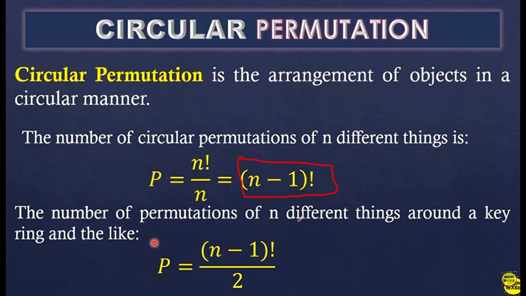But the number of permutations of n different things around a key ring, pag key ring lahi pod ang formula na ato gamiton. So ang formula na ato gamiton kay kini siya, n minus 1 factorial over 2.